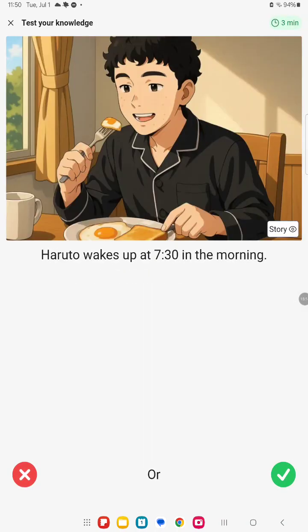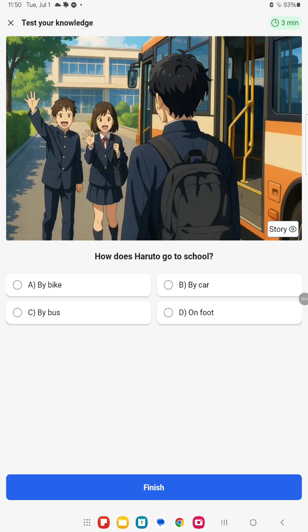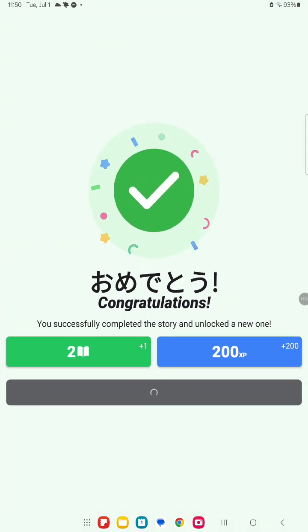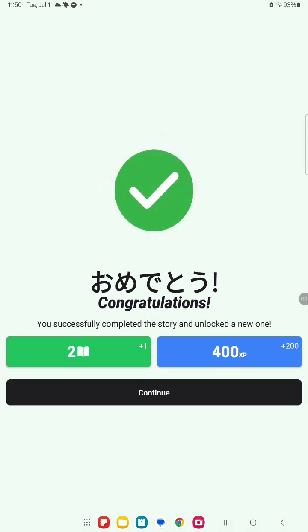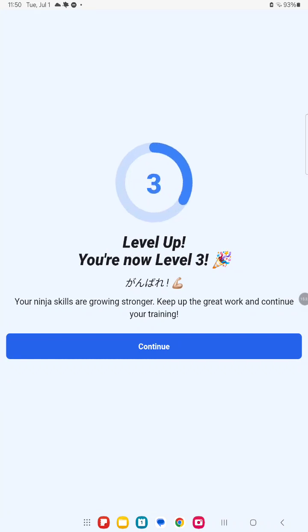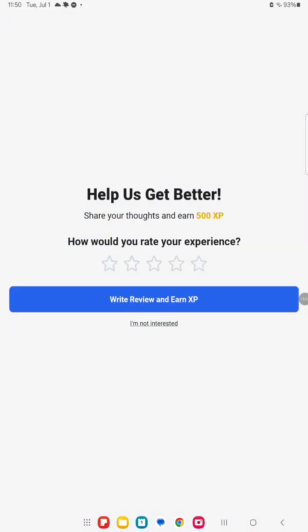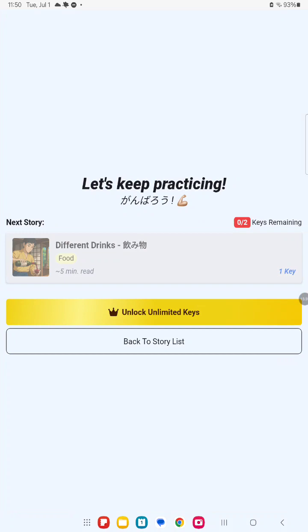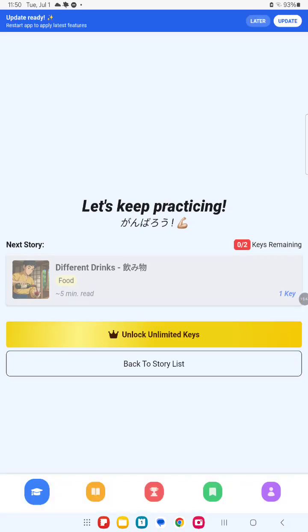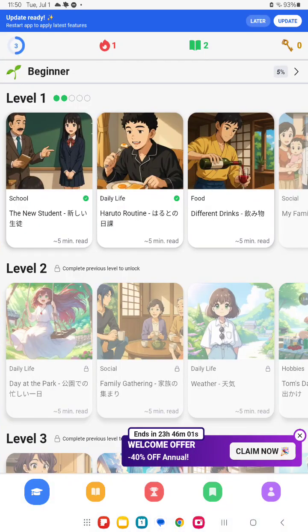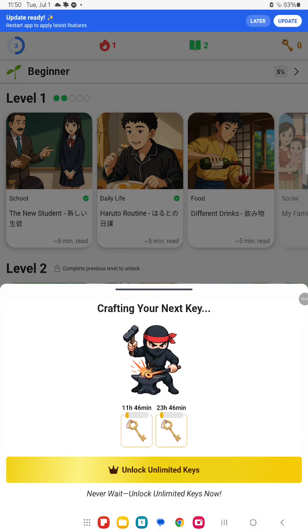Take the quiz. Successfully completed the story and unlocked a new one. I have to wait until like noon tomorrow to get more keys. So it's like this ninja on an anvil forging my key.